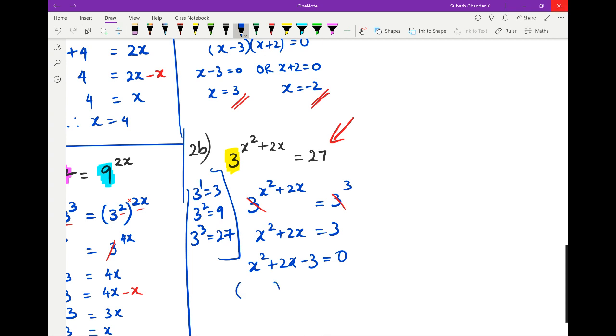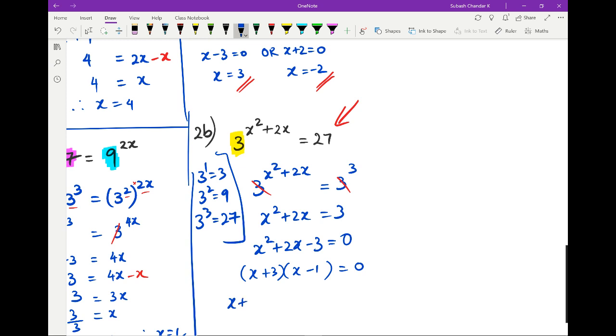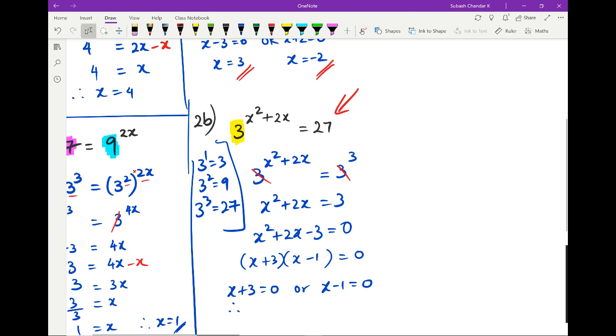So factorizing this, I'm looking for two numbers that multiply to -3 and add to 2. And I've got that as my two factors. So then I can say x plus 3 equals 0, or x minus 1 equals 0. Therefore, x is equal to -3, or x is equal to +1.